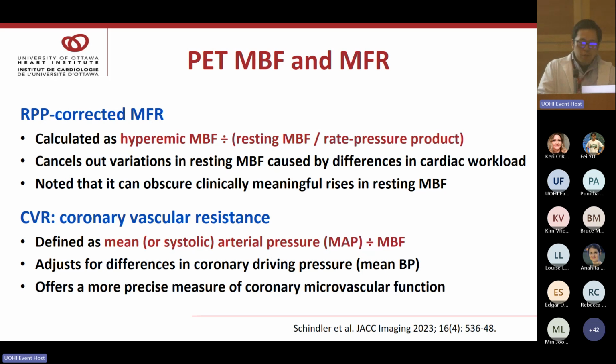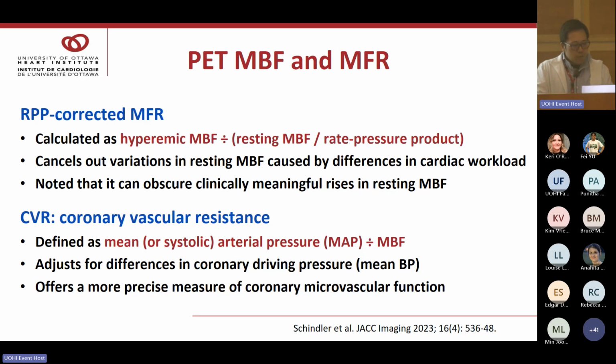So there are two other flow parameters that we often include in our report: rate pressure product corrected MFR, RPP corrected MFR, and coronary vascular resistance, CVR. The corrected MFR is the hyperemic flow divided by resting flow, corrected for the patient's rate pressure product. So this method cancels out workload-driven variation in resting MBF. But it should be noted that this can mask clinically meaningful increase in resting MBF.